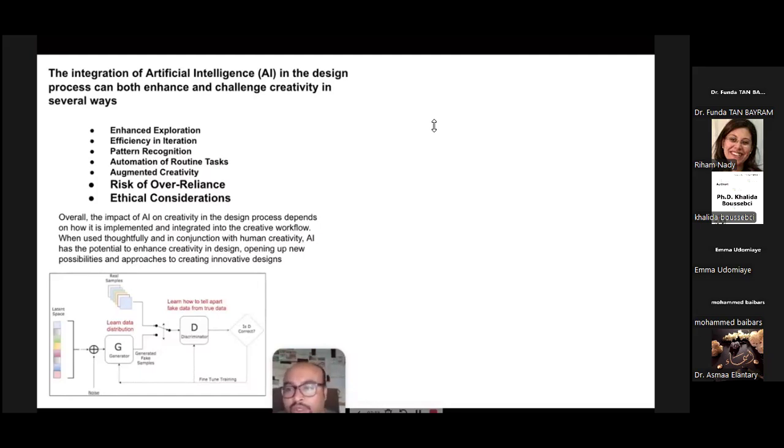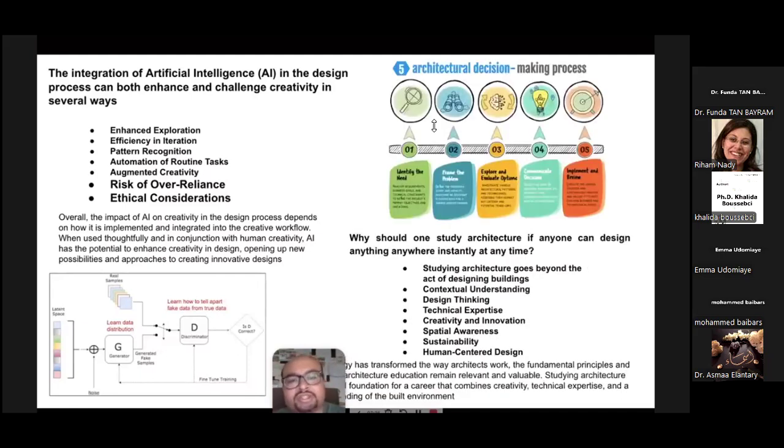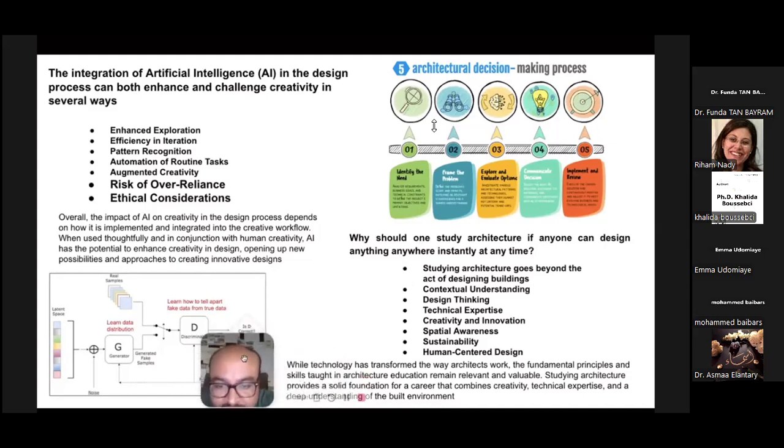On the other side, after knowing these fundamentals, a major question arises. If anyone can design anything, anywhere, instantly, anytime, then why should one study architecture? And here we know that architecture goes beyond the act of designing buildings. Apart from data-driven design, typical iteration, and pattern recognition, there is contextual understanding, design thinking, expertise, techniques, creativity, spatial awareness, which is the most important thing, sustainability, and human-centered design specifics. Technology has transformed the way architects work, but the fundamental principles and the skills taught in architecture remain the same and relevant.